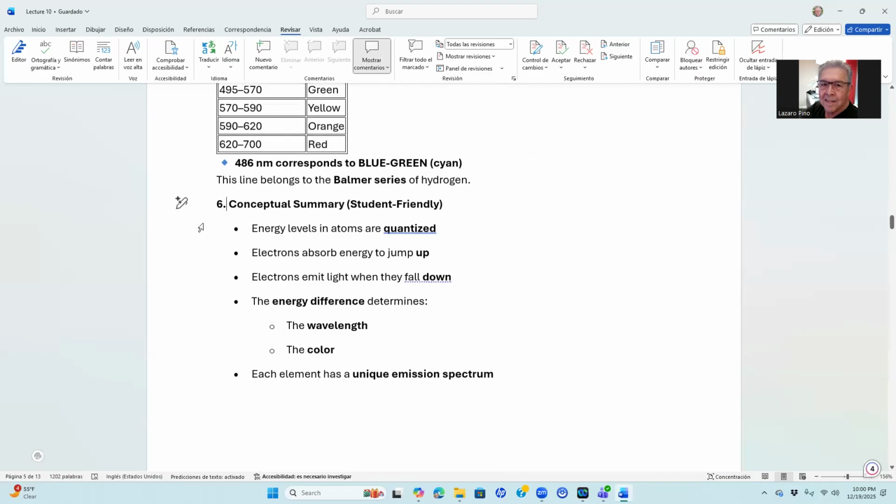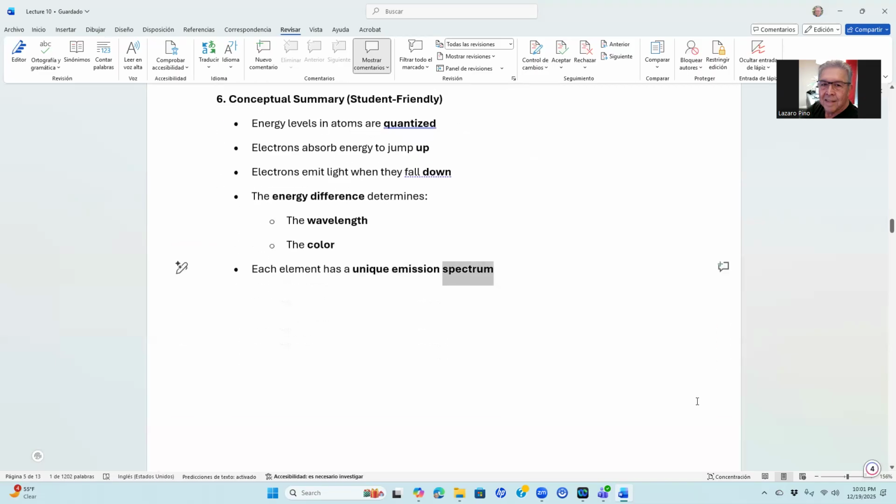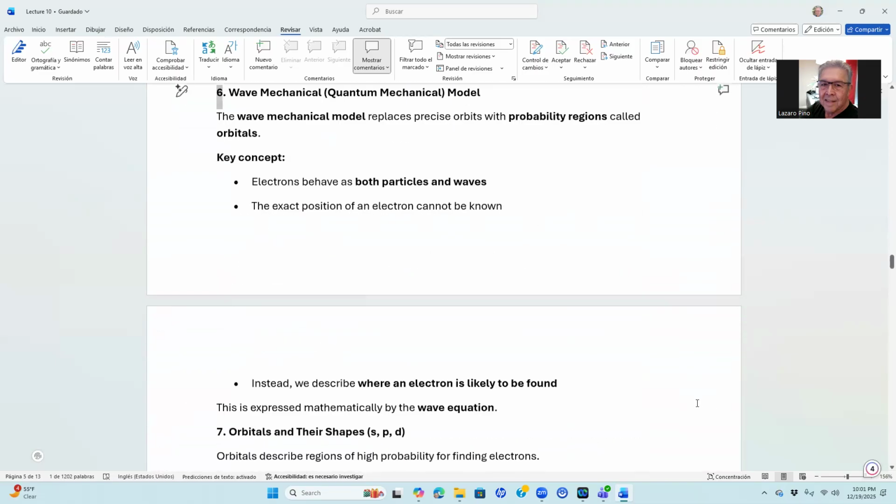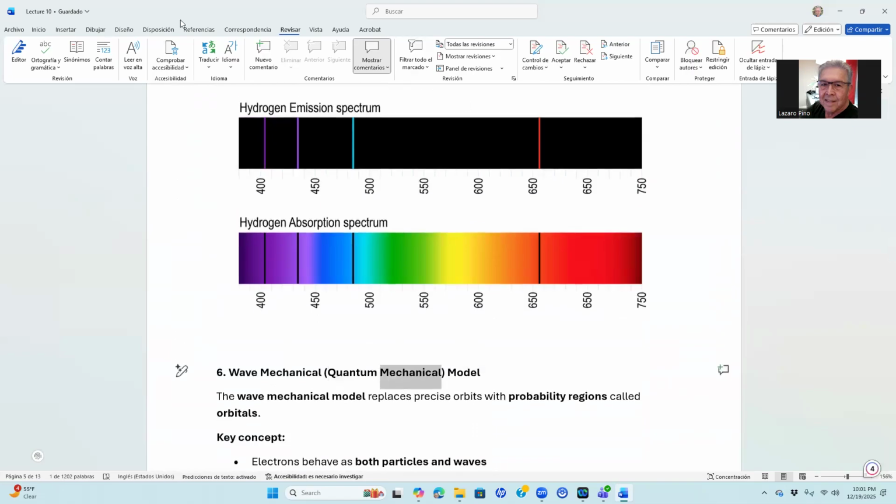Let's see this conceptual summary, student-friendly. Energy levels in atoms are quantized. Electrons absorb energy to jump up. Electrons emit light when they fall down. The energy difference determines the wavelength, the color. Each element has a unique emission spectrum. 6. Wave mechanical, quantum mechanical model.